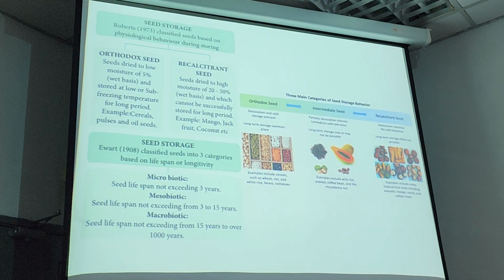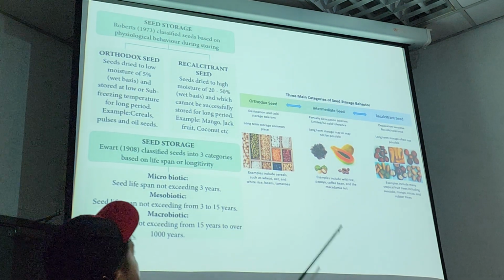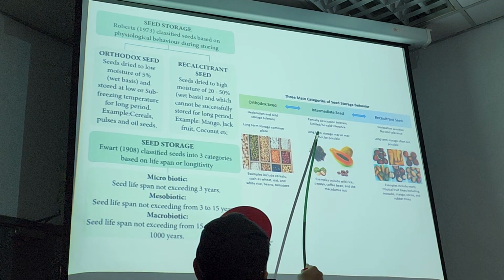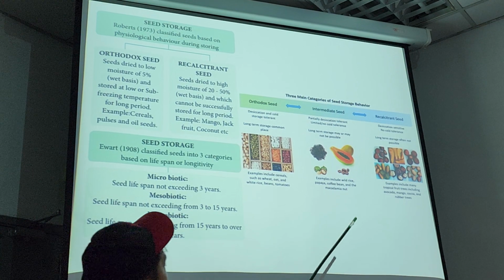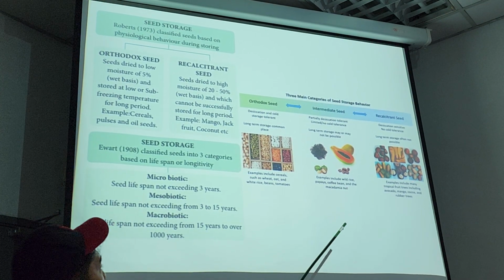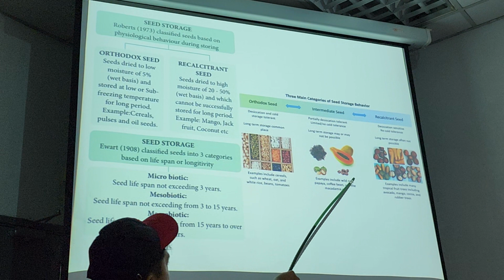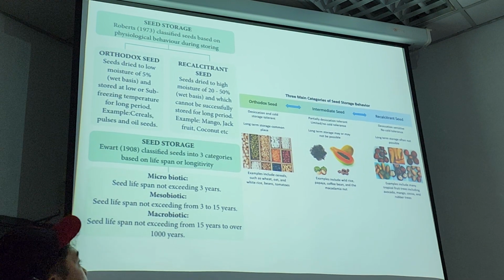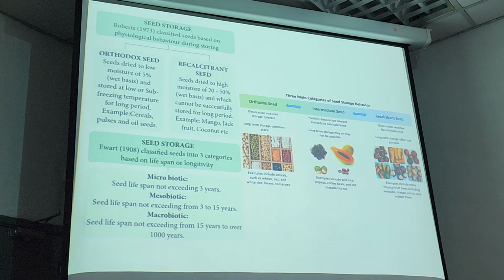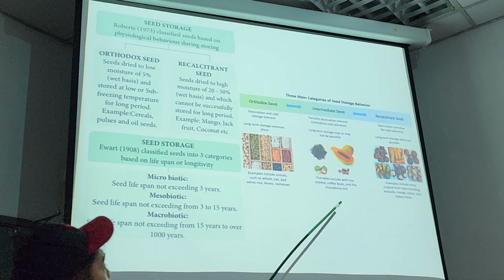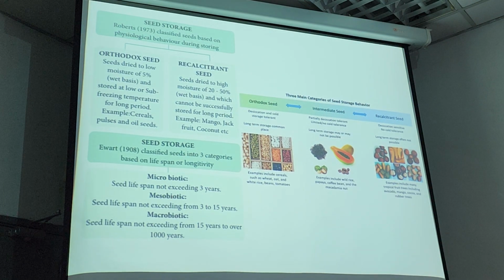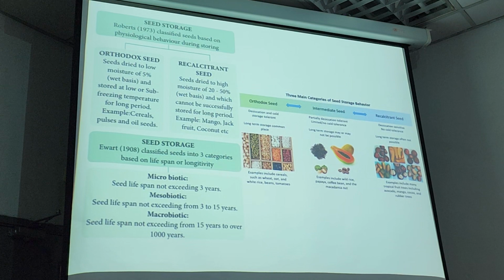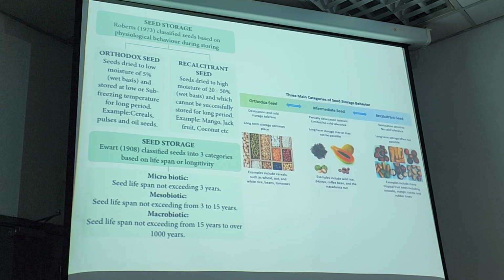And then you've got intermediate seeds. You can dry them down. However, long-term storage may or may not be feasible, so this depends on the species, like papaya, coffee bean and macadamia nut. And then finally, you've got the recalcitrant seeds, like rambutan, mangoes, durian. You can't really keep durian seeds for over 1 year. That's just not going to happen.